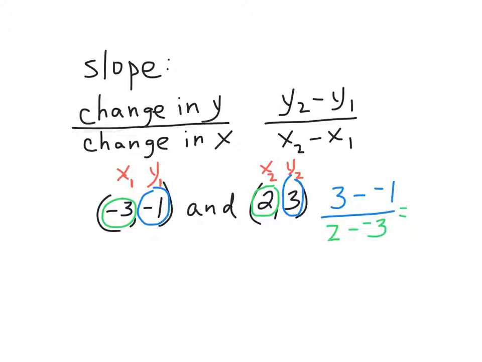Now when I do the math, 3 subtract negative 1 means I'm going to add both of these. I'm going to get a positive 4. 2 subtract negative 3, once again I'm going to add both of these. So the slope that I am going to have is 4/5.